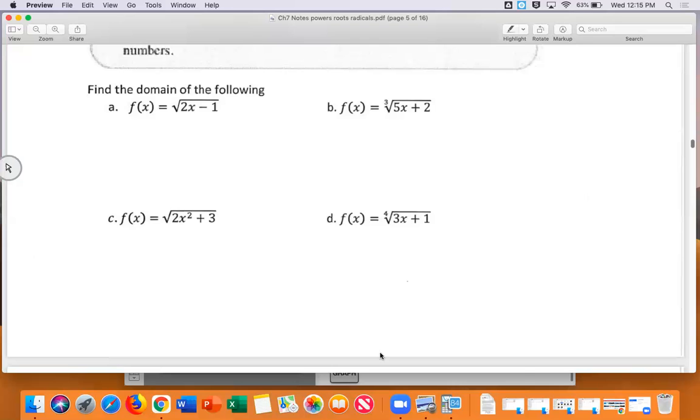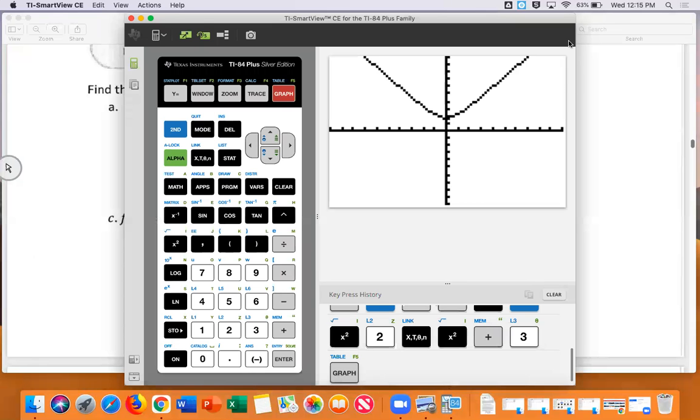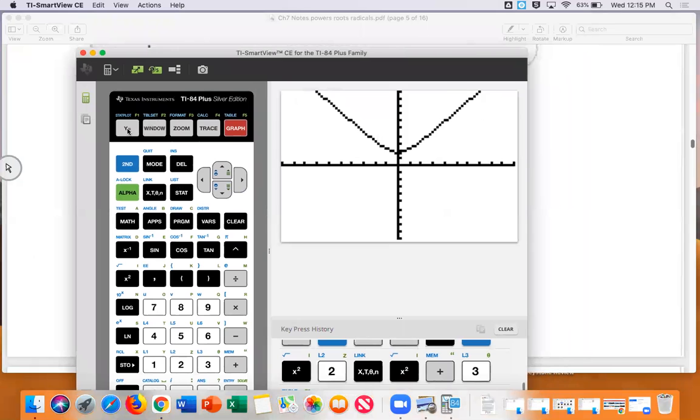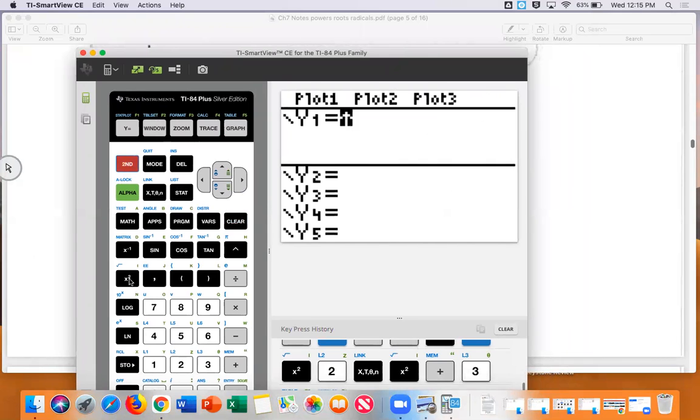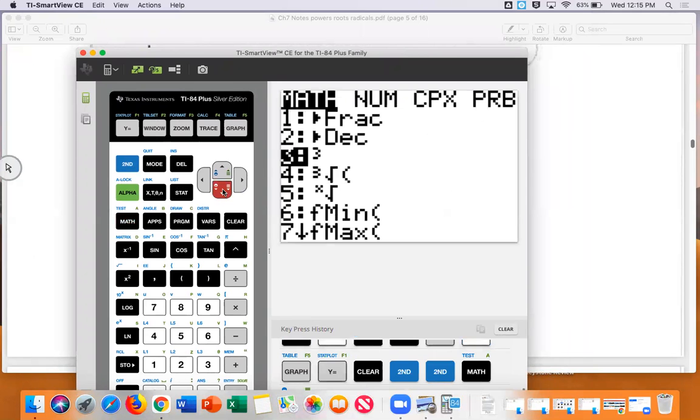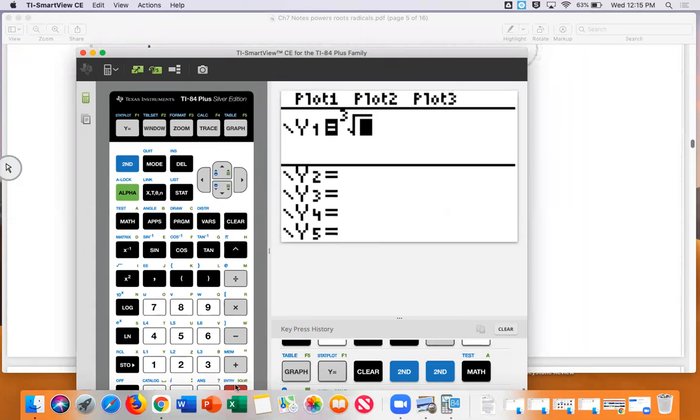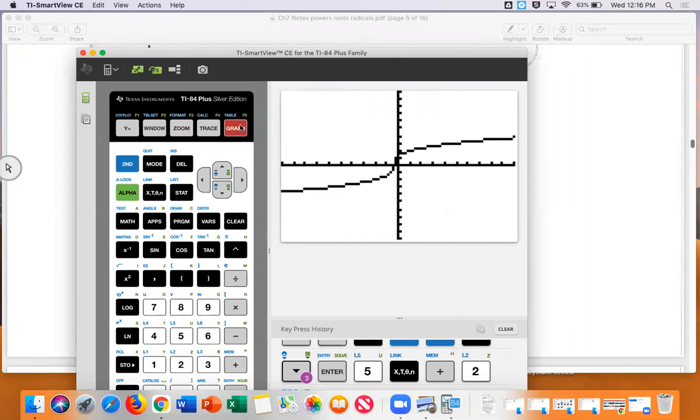Gotta wait for that thing to go away. Let's see. All right. So the cube root was 5x plus 2. So I'm going to go into math, go down to the cube root so you can see I'm actually typing it in. 5x plus 2? Is that what it was? All right. And let's hit graph. All right. Now, yeah, it looks like something you've never seen before. Correct, Kailana?